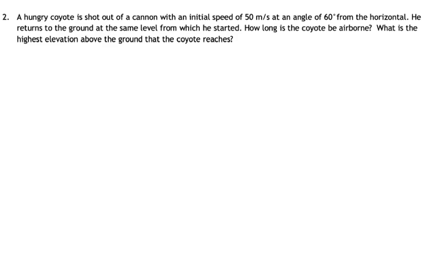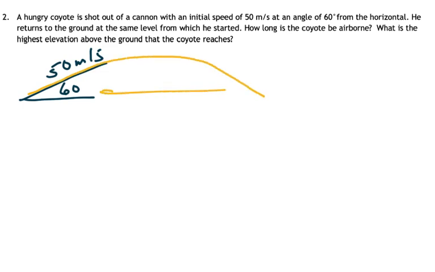All right, so let's go on to another problem. We have the coyote being shot out of a cannon with an initial speed of 50 meters per second at an angle of 60. So 50 meters per second. He returns to the ground at the same level, so we're just making a nice even arc from which he started. How long is the coyote airborne? So we want to know total time.